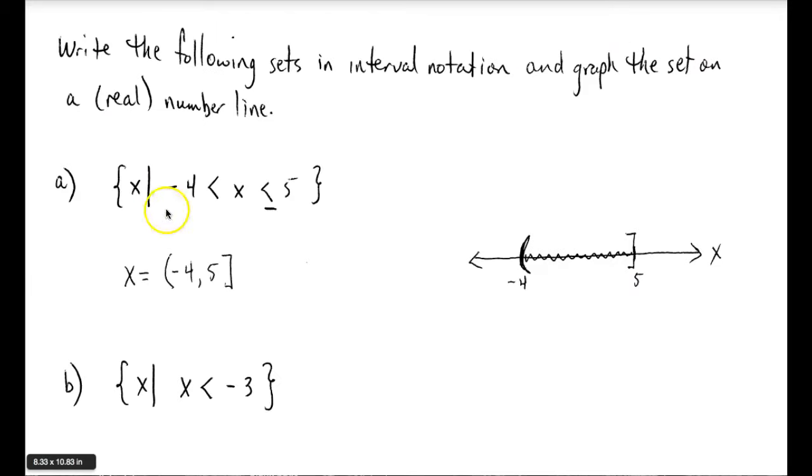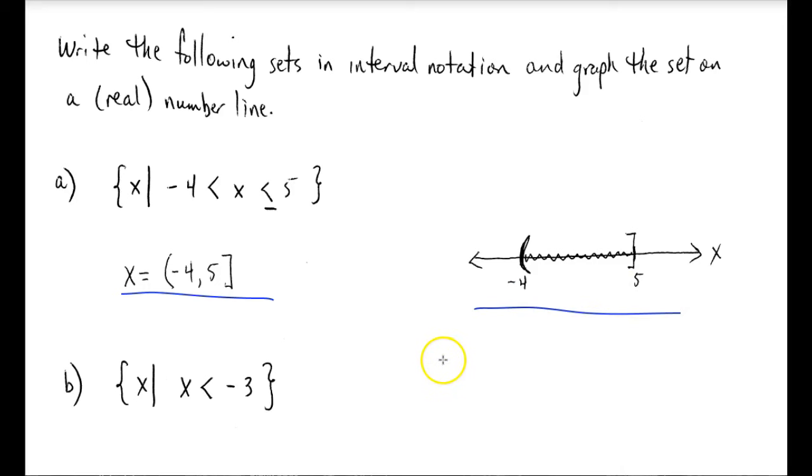All right, so for our first set here, we have the set of all x such that x is strictly in between -4 and 5. We don't include -4, but we do include 5. So when we write this out, it'll be interval notation with a parenthesis on -4, comma 5, and 5 has the bracket. And this is what it would look like if we were to draw it graphically.